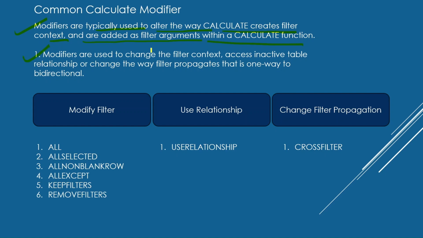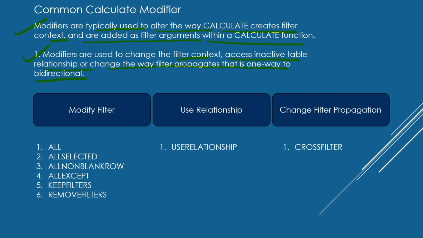Modifiers are used to change the filter context, access an inactive table relationship, or change the way a filter propagates, that is, from one way to bidirectional. As I told you, it will modify or change the filter context.